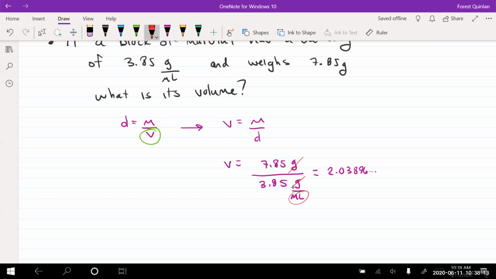Grams go away, we're left with our mils. What's our final number going to be? 2.04, because we have only 3 sig figs everywhere, and that 8 is going to round it up. And we are left with the units of milliliters.